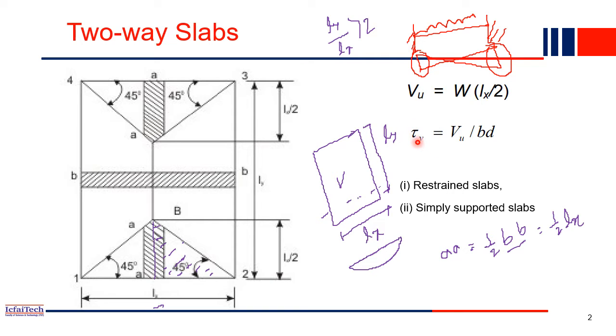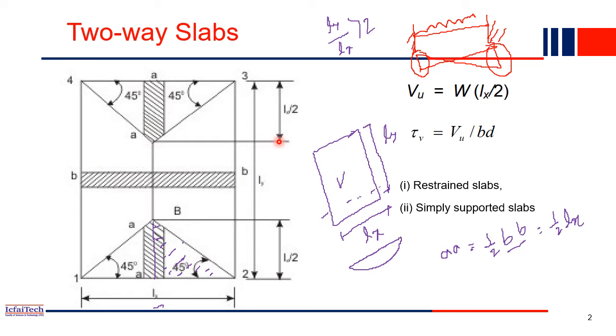It can be computed. So this tau v is nothing but shear stress, and the shear stress value should be less than or equal to the shear stress developed by the concrete itself to avoid any shear reinforcement. Normally we do not provide any stirrups on a slab, right? So that's why we have to check whether the tau v value is less than the RCC shear strength capacity or not. That's how we deal with the shear stress on a two-way slab.